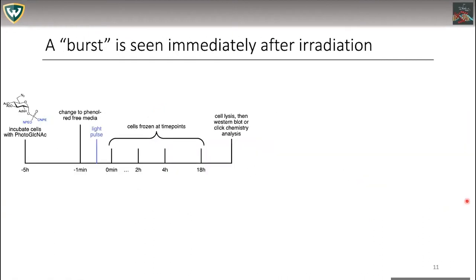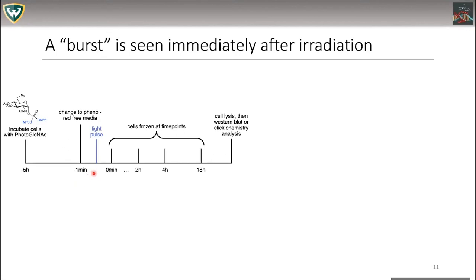And so how we can take our photocaged GlcNAz and apply this is we pre-incubate for a little while. 16 hours is a bit much because the cell generally tends to hydrolyze that anomeric phosphate if it's been in there for too long. So for 5 hours, we let the compound sit in the media with the cells. About a minute or two prior to decaging, we remove the phenol red media, wash with PBS, and add phenol red free media. The light pulse occurs in a light box for about 10 minutes.